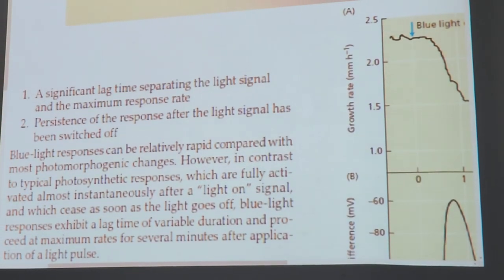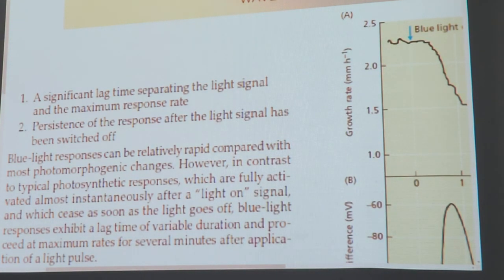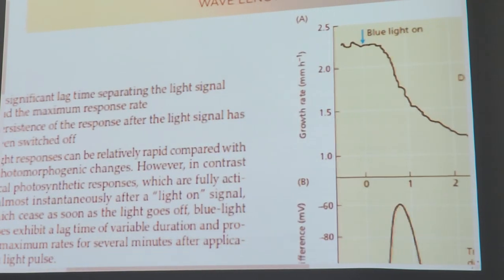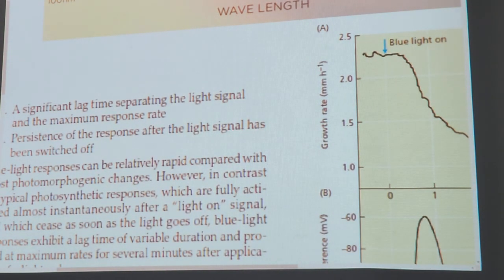Unlike red light, there are two things happening when blue light is perceived by the plant. Number one, the response can be instantaneous or it can take a long time to happen. Even after the light has gone, the effects of the blue light are still present. It's not like red light. Like photosynthesis, for example: when you give the light, the plant is actively photosynthesizing, and when you shut the light, the photosynthesis also stops. Blue light is not like that. The second point applies here: the response is persistent after the light signal has been switched off.